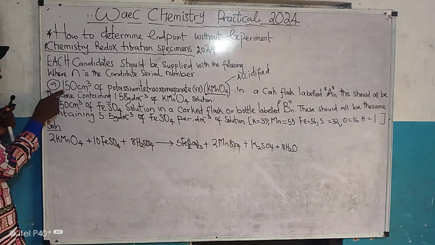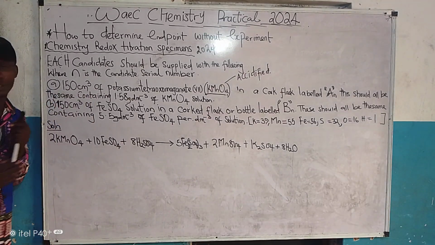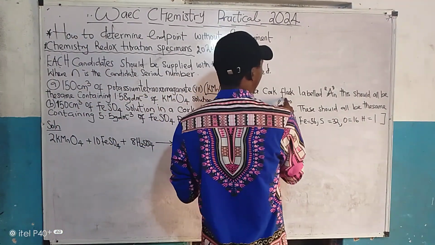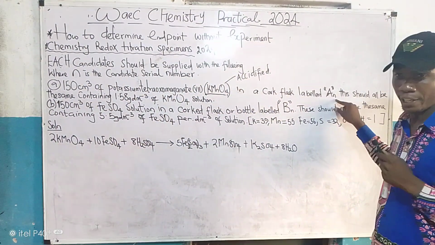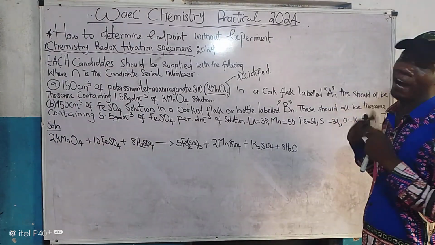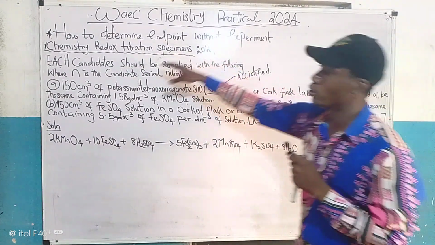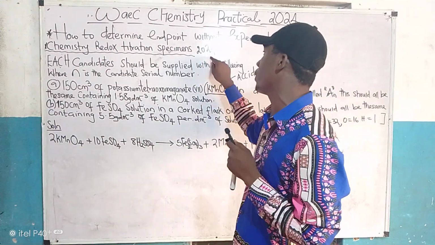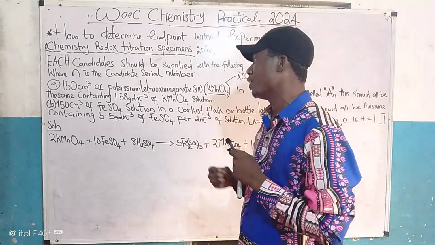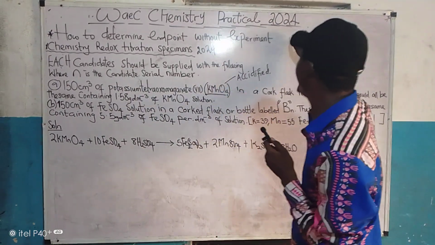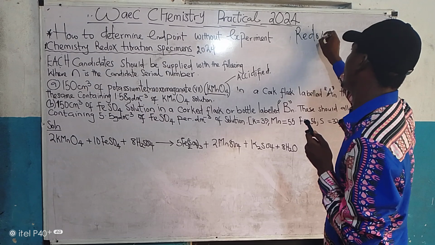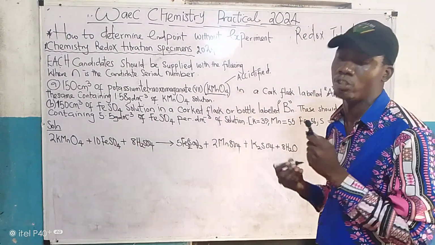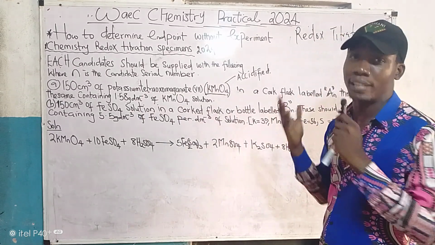Now, A is 150 cm³ of potassium tetraoxomanganate(VII), KMnO4, in a cork flask labeled as AN. This AN is your acid, but in this particular experiment, we don't have acid and we don't have base, because in the 2024 practical analysis, we found out that it is basically a redox titration. This one differs from the normal titration you used to know. This one is redox titration.